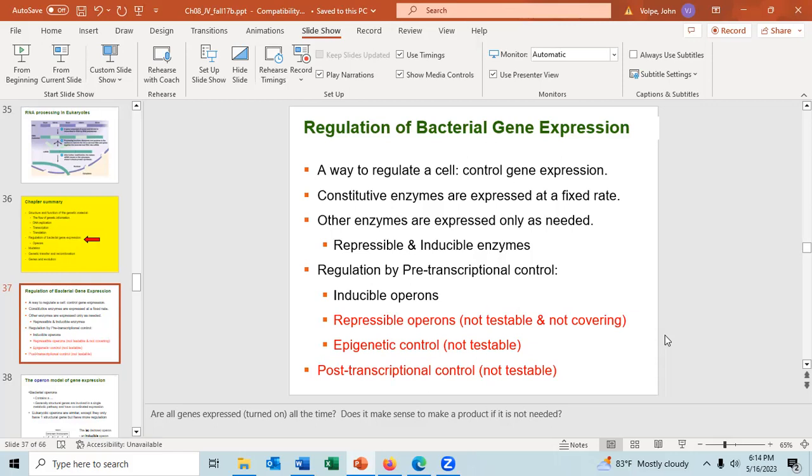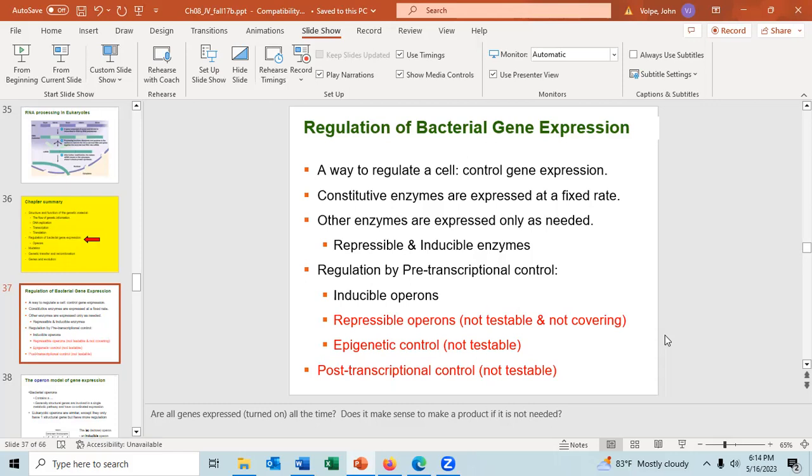All of the housekeeping genes are genes that are turned on all the time, and they're always expressed at a fixed rate. Well, we call them housekeeping genes. The cell needs them, and so these genes are always turned on. I used to know another example, but you don't need to know examples for that.